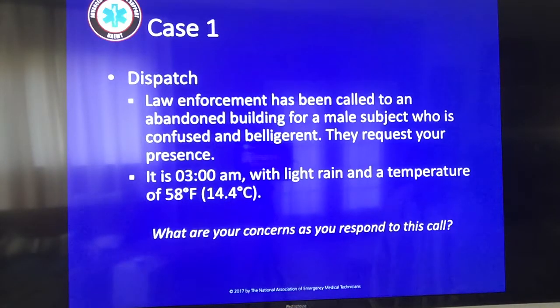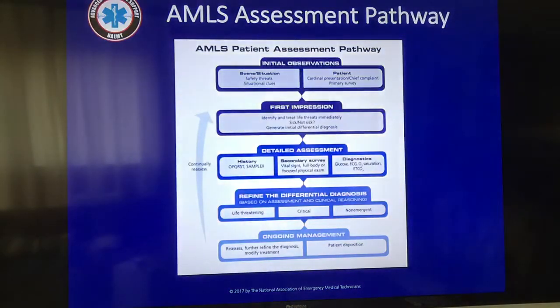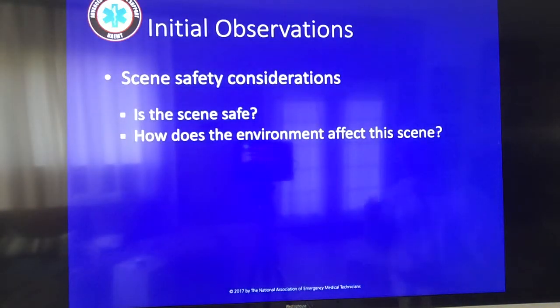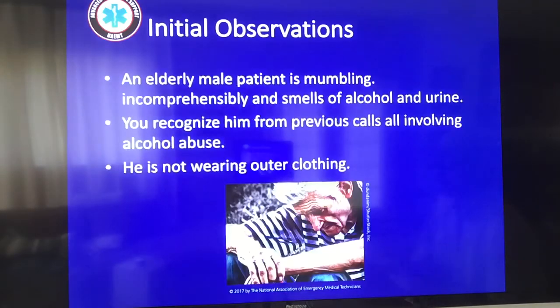So it's cold, and it could be many different things going on, but that's the idea: you want to start to flood yourself with a lot of different concepts and differential diagnoses and slowly take them out. The AMLS pathway is there for us to stay organized. Scene should be safe at this point because we have local law enforcement on scene. We may take some PPE or what we need, but let's take a look at what we got.